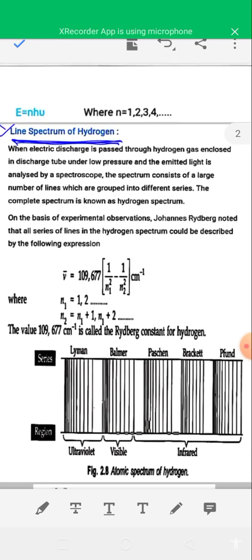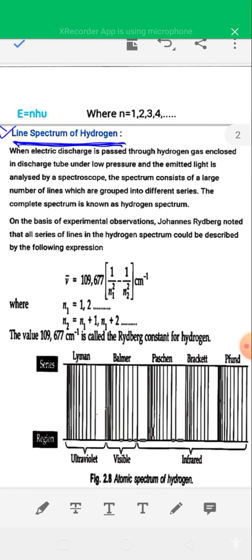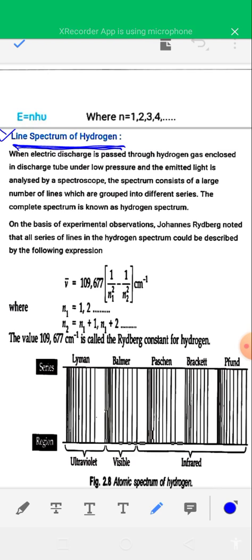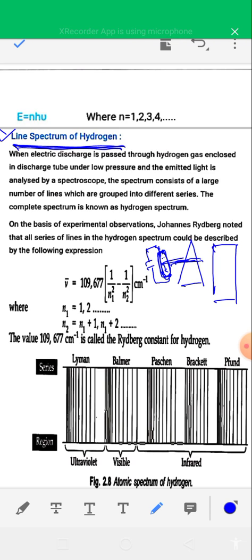When electric discharge is passed through hydrogen gas enclosed in a discharge tube, the emitted light from the hydrogen gas is passed through a prism or spectrometer and analyzed. You will see that on the screen, in the spectrum, you get a series of different lines.